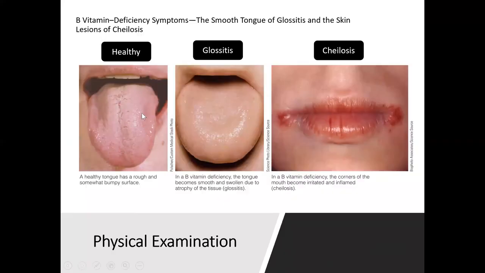Now, if you look at this tongue, this is a normal tongue, while this one is smooth, pale, which may indicate vitamin deficiency or iron deficiency, and they call it glossitis. Here, cheilosis, also an inflammation of the angles of the mouth, and may indicate vitamin deficiency.